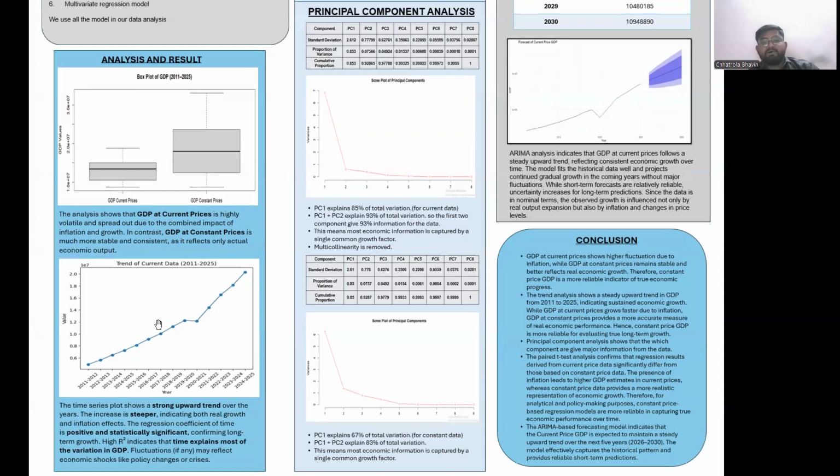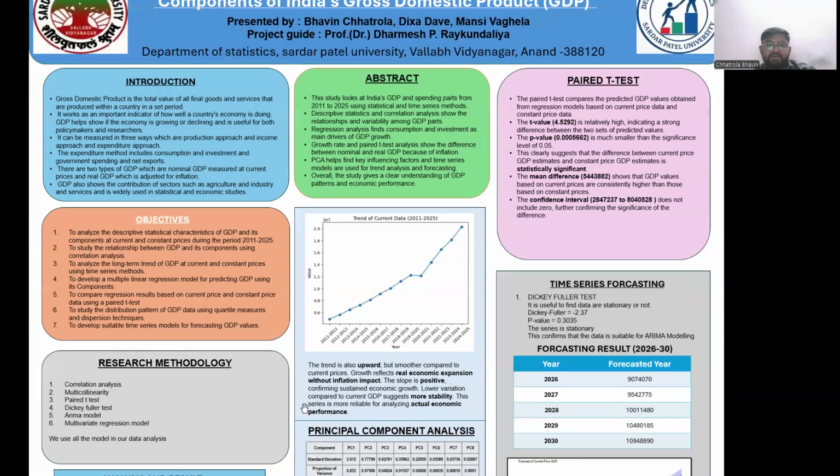This is the trend of current price data. We saw that the GDP value is increasing from 2011 to 2018-19. Then after 2020-21, the value decreases because of Corona. Then after, the GDP value is increasing again. The time series plot shows a strong upward trend over the years. The increase is steeper, indicating both real growth and inflation effects. The regression coefficient of time is positive and statistically significant.